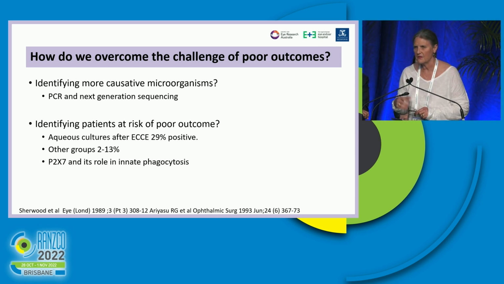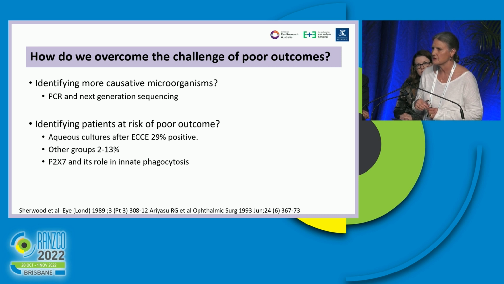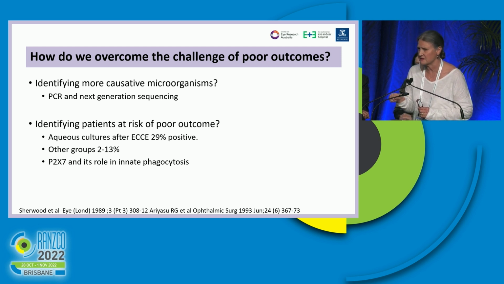I've always been worried that there are some patients that might be at risk of endophthalmitis. There's been a number of papers looking at aqueous culture at the end of cataract surgery. Some of these papers are quite old, going back to extracapsular days, and some are more recent. And yet those percentages of 2 to 29% culture positivity in the aqueous at the end of cataract surgery, well, not all those people are getting endophthalmitis. So what is it about the people that do?